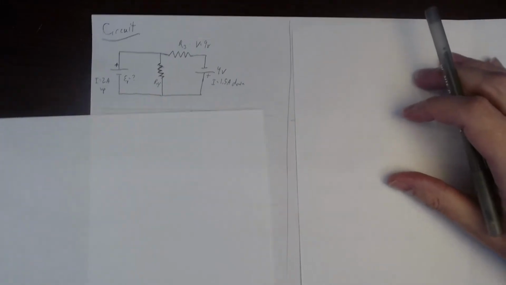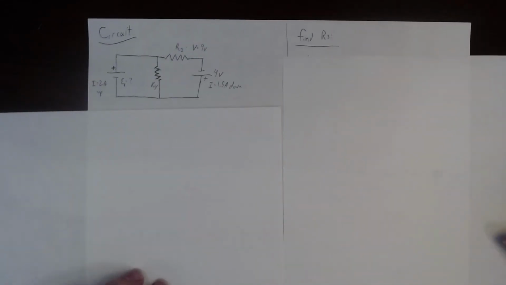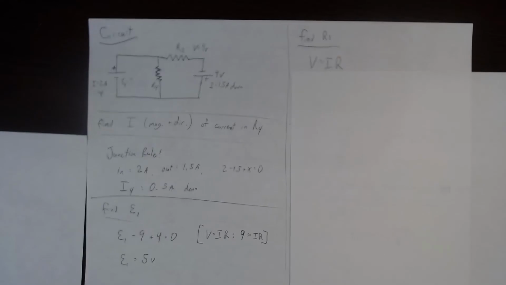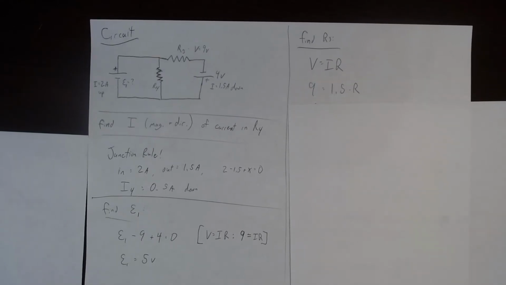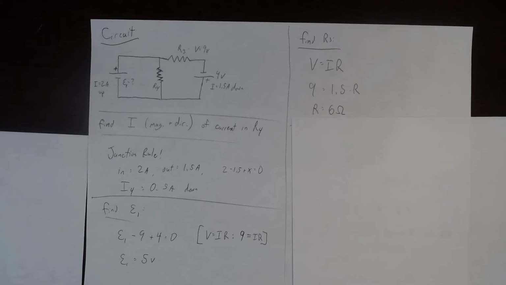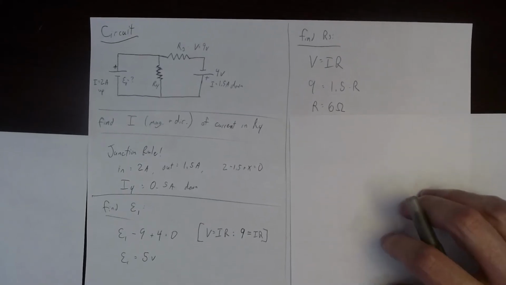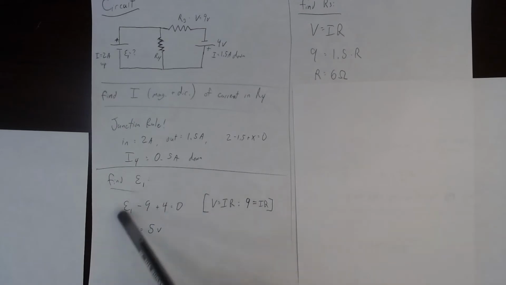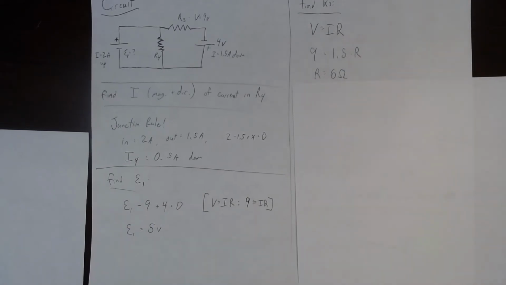Okay, well, next part, find R3. We need to find that, and this is where we figure that out. V is equal to IR, 9 is equal to 1.5 times R, so R is equal to 6 ohms. This is in part just to show you that you can find things a little bit out of order and it still works. And even if you only know a voltage drop, you don't necessarily have to find R in order to complete something like this, but you probably have enough information to figure it out anyway.